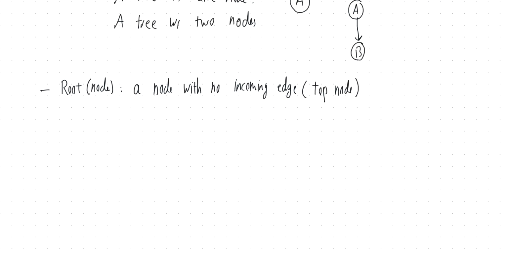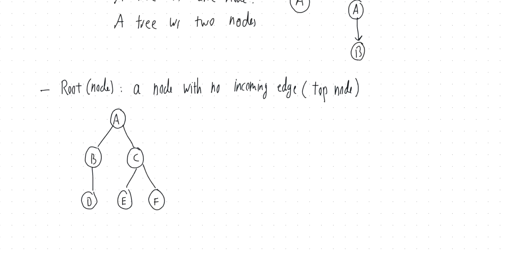usually represents the root. So for example, if this is your tree, A, B, C, D, E, and F, and you realize that I didn't draw the arrows anymore. I just used solid lines. So A, technically the arrows would be like this, right? If you look at A, it has two outgoing edges, but there is no edge coming into A. So A is the root of this tree.